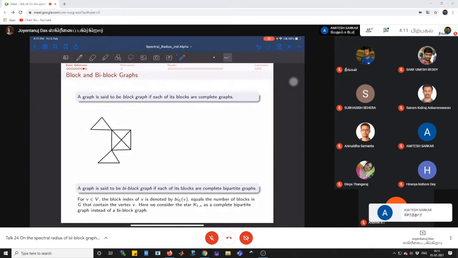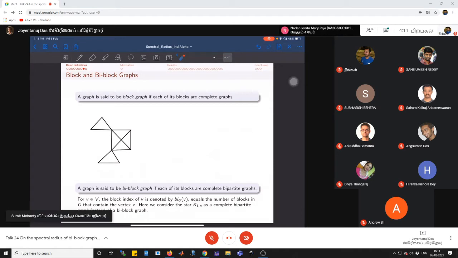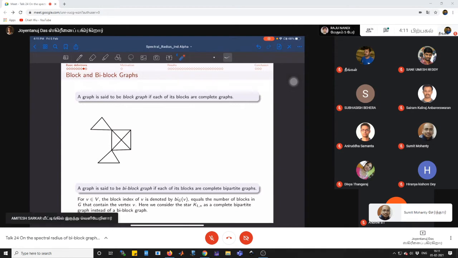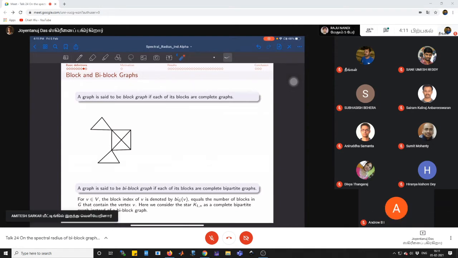So next we will define what are block graphs and bi-block graphs. A graph is said to be a block graph if each of its blocks is complete. So for example, this graph is a block graph because each of its blocks is complete. This is a K3, this is again a K3, and this is a K2. So these three blocks are there in the graph, and each of them is a complete graph.